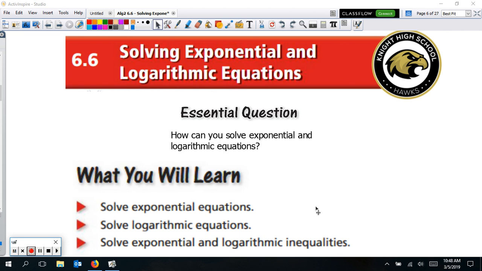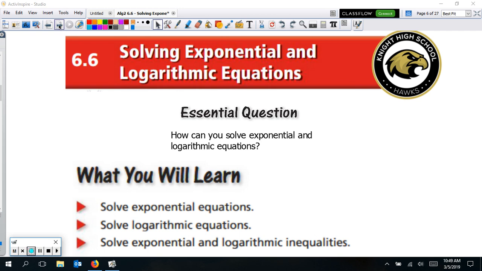Hey everybody, so here we are at 6.6 on solving exponential and logarithmic equations. So we're looking at how we can solve an exponential and a log equation. That's what we're going to be learning here. We're also going to be looking at the very end at some inequalities as well, which are going to be very similar to the equations.